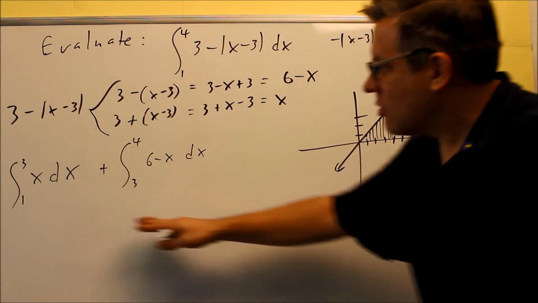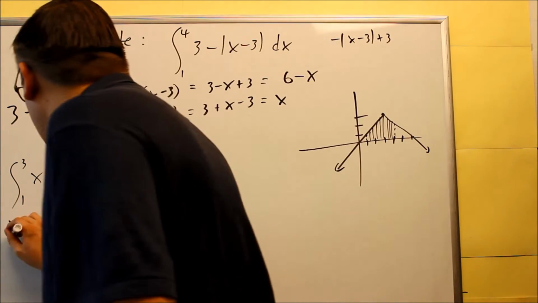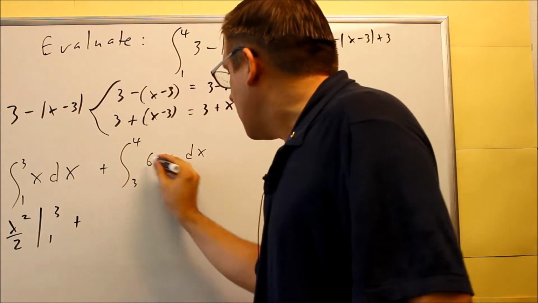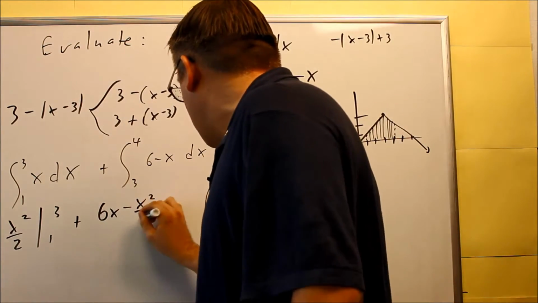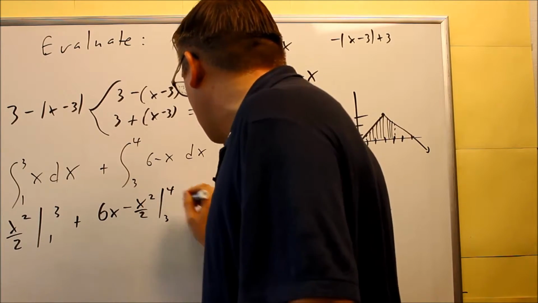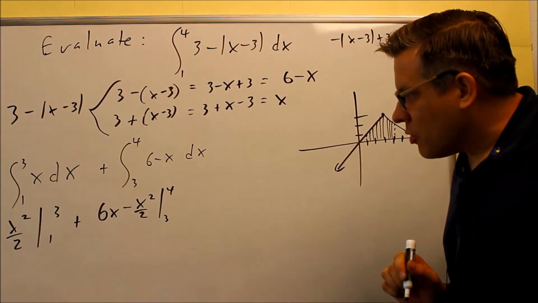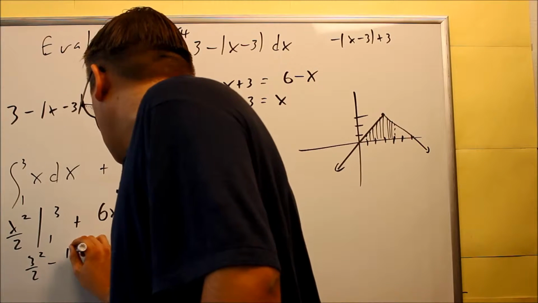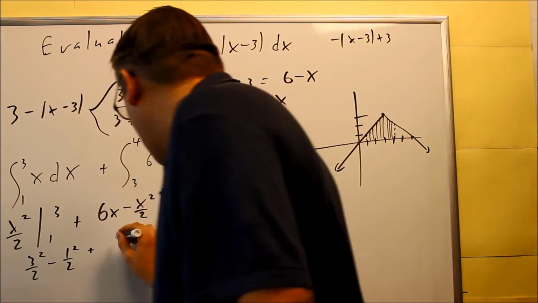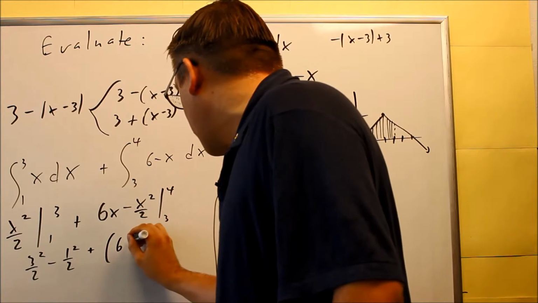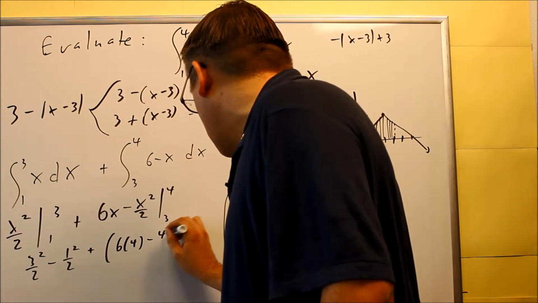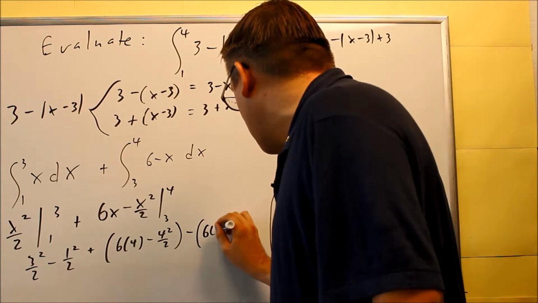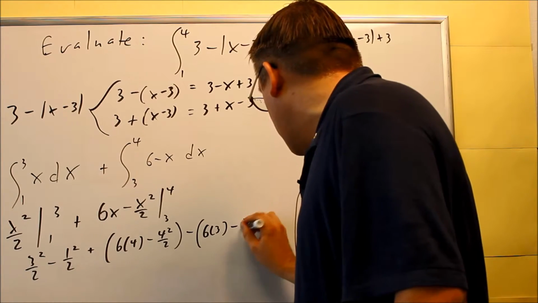Now we're ready to integrate this. So we'll take the antiderivative for this one, x squared over 2 from 1 to 3. And then we're going to do this one: 6x minus x squared over 2 from 3 to 4. And now it's just a matter of plugging in the numbers for each one. So I'll do that down here. 3 squared over 2 minus 1 squared over 2. And then next I have 6, I'll put 4 in: 6 times 4 minus 4 squared over 2. And I have minus, and then I'm going to do 6 times 3 minus 3 squared over 2.